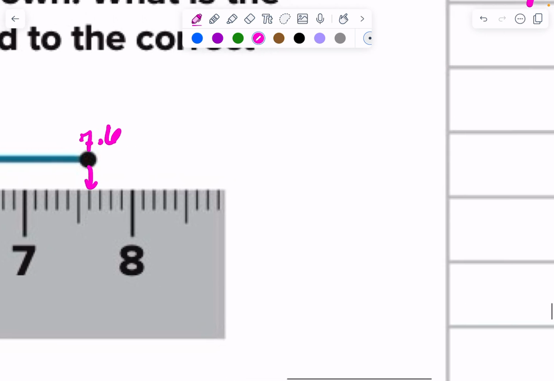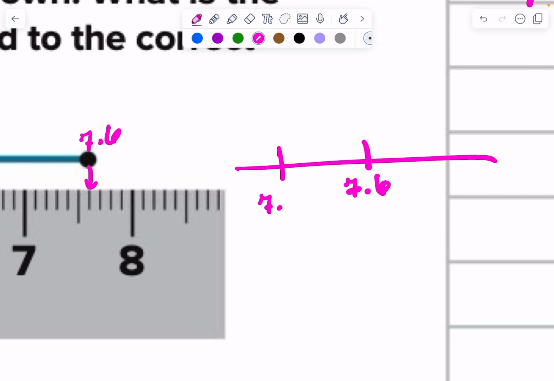Now I'm going to do my little fancy thing over here, and I'm going to blow this up. I'm going to zoom way in, right? 7.6 lives here. I'm going to go 7.5 lives here, and 7.7 lives here.